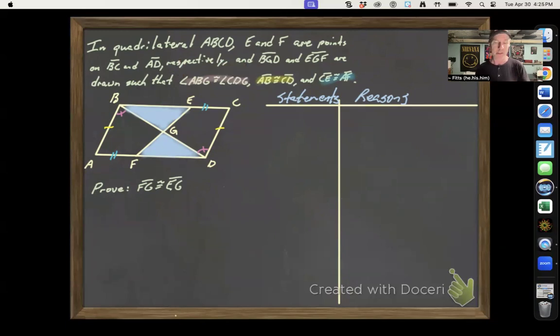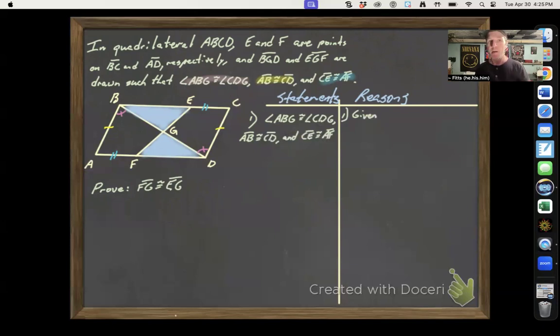I'm just going to start with the stuff that I know I need in my proof, but I've done this a few times, so I kind of know what to do. So I'm just going to list out the given information I need. So that's this stuff here. So ABG is congruent to CDG, those angles. These line segments, AB and CD, are congruent to each other, and CE is congruent to AF. Why? The reason is given.